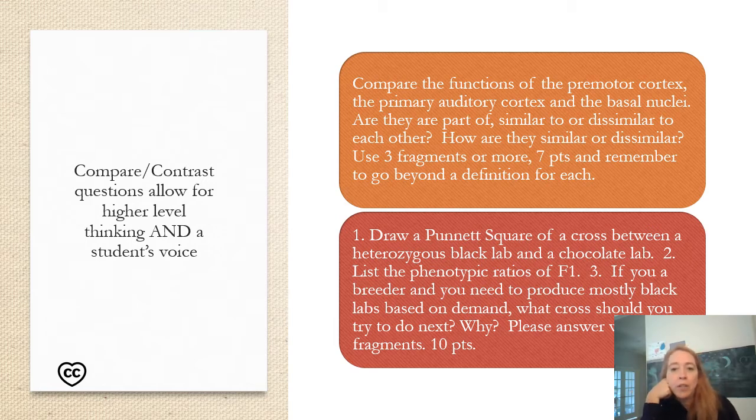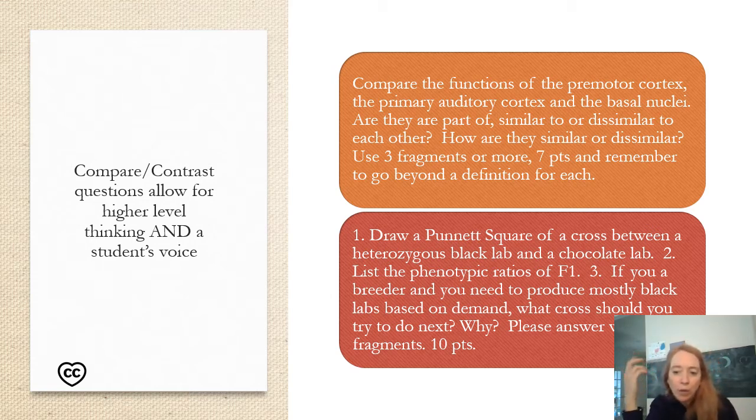So compare the functions of the premotor cortex, the primary auditory cortex, and the basal nuclei. They're not areas that you would typically see together in a spot. Are they similar, dissimilar? How are they similar? Use 3 fragments or more, 7 points, and remember to go beyond a definition for each. So I'm trying to be clear. I'm trying to give you the expectation. This is how many points it's worth.